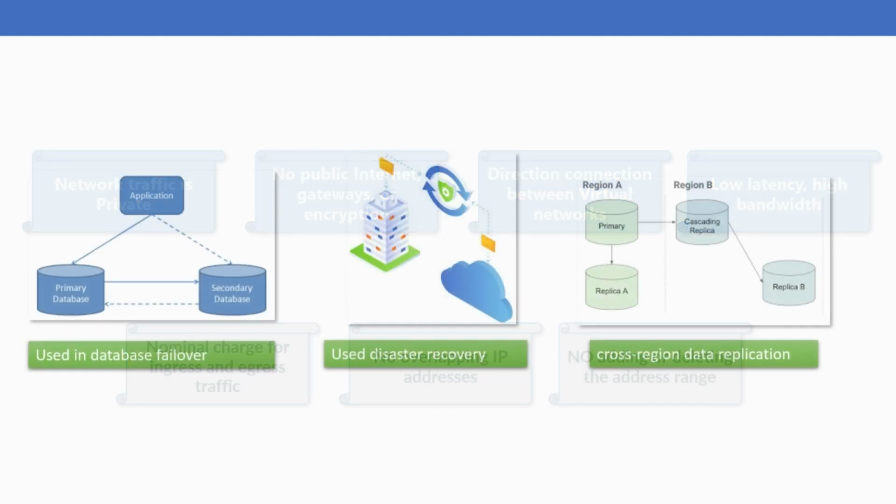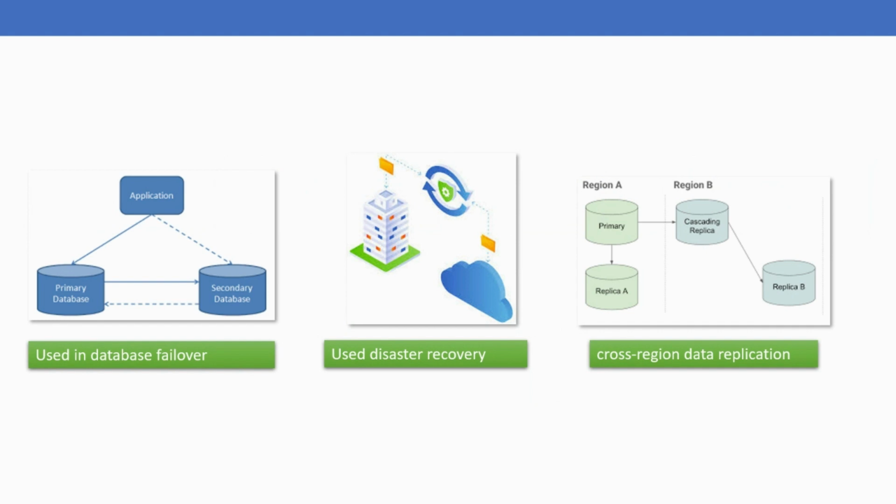Now let's see what the uses of VNet peering are. They are used in database failover, like the one shown on the leftmost diagram. Failover is a backup operation mode that automatically switches to a standby database, server or network if the primary system fails or is shut down for some servicing issues. Failover is an extremely important function for critical systems that require always-on accessibility.